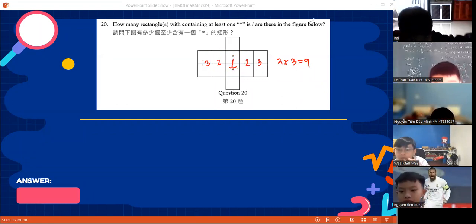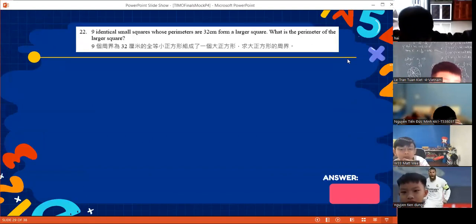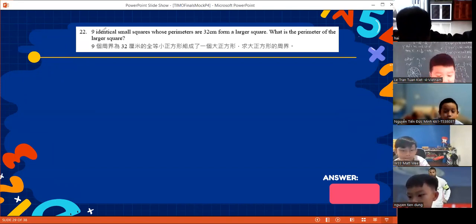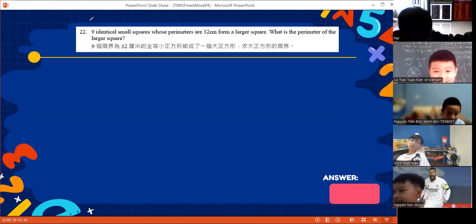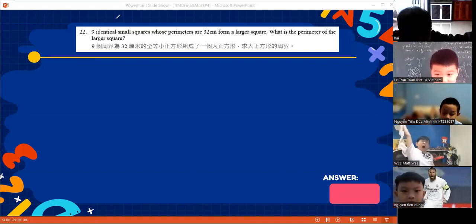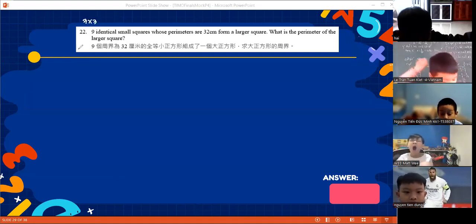Okay, let's have number 22. 9 identical small squares whose perimeter is 32 form a larger square. What is the perimeter of the larger square? Take note that these are 9 identical small squares, so you can have it as 3 by 3. I'll show you why 3 by 3.